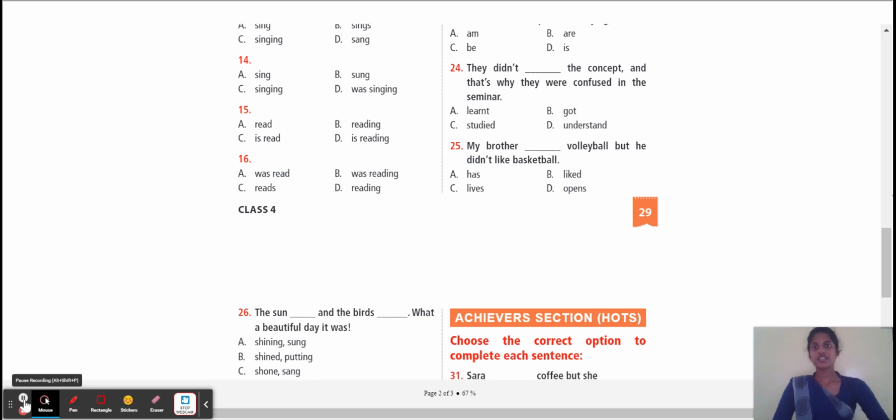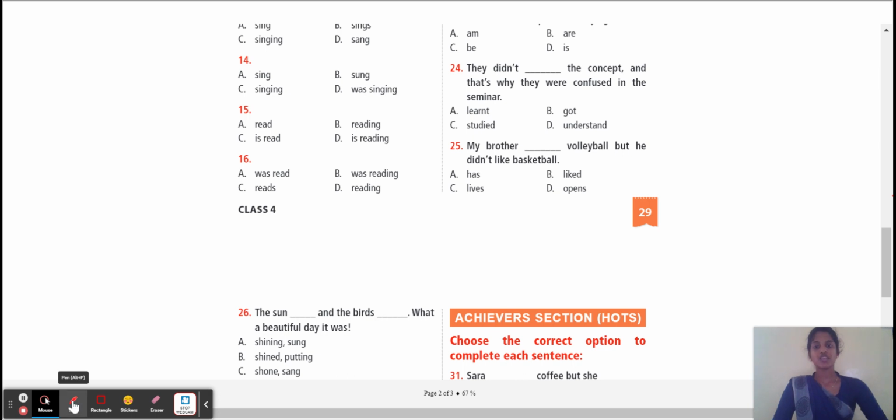Here is the 26th question: The sun dash and the birds are dash, what a beautiful day it was. Here are the given options: shining, sun; shined, putting; so, sun; and the fourth option is shines, standing. Here the correct option is C.